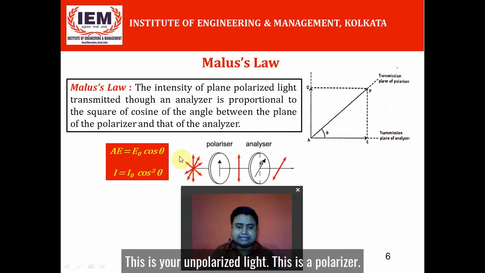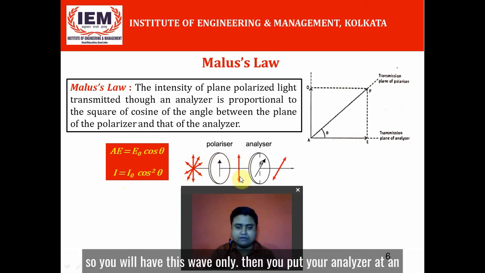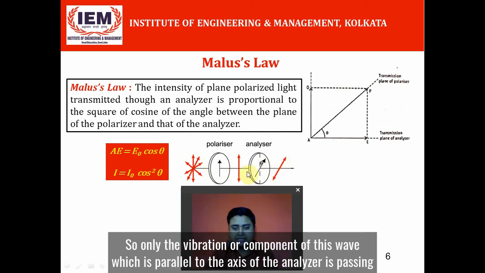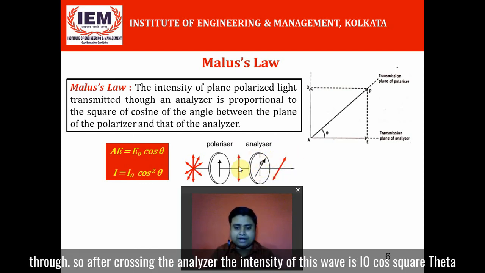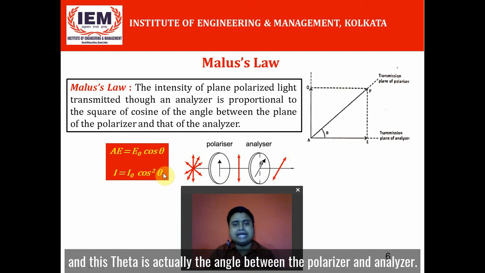You can see here, this is your unpolarized light. This is your polarizer. So the waves which are parallel to this axis of polarizer are passing through. So you will have this wave only. Then you put your analyzer at an angle theta with comparison to this polarizer. So only the vibration or component of this wave which is parallel to this axis of analyzer is passing through. So after crossing the analyzer, the intensity of this wave is I0 cos square theta. What you have to remember is that this E0 is the intensity after crossing the polarizer and this theta is actually the angle between the polarizer and the analyzer.